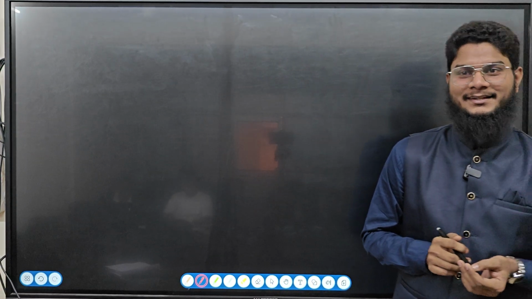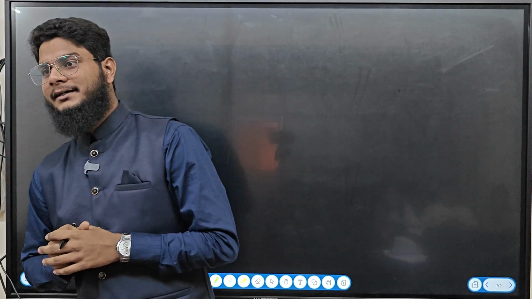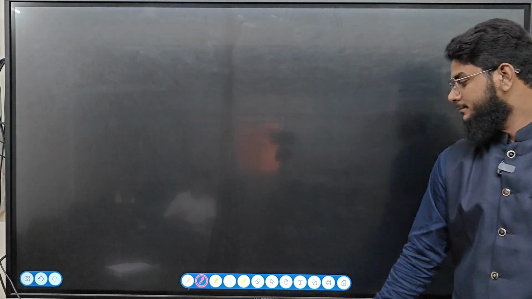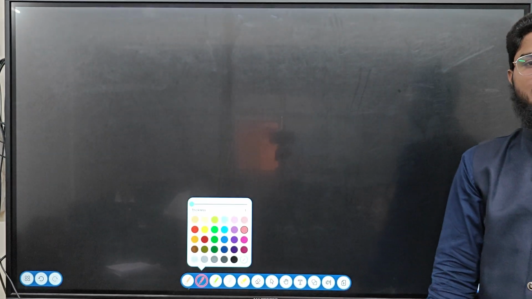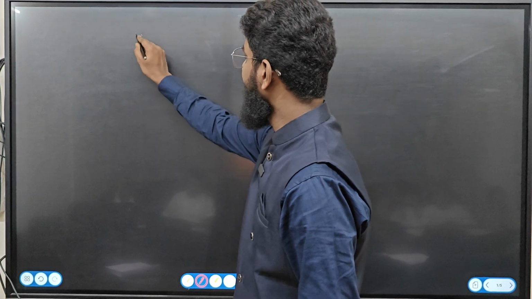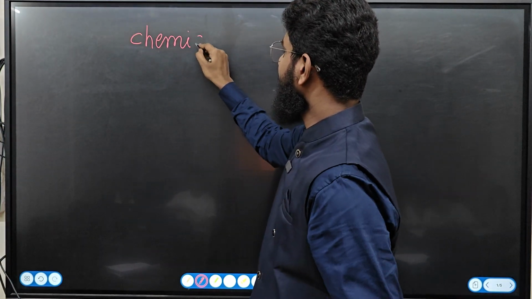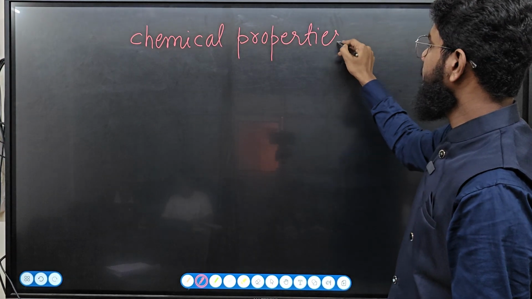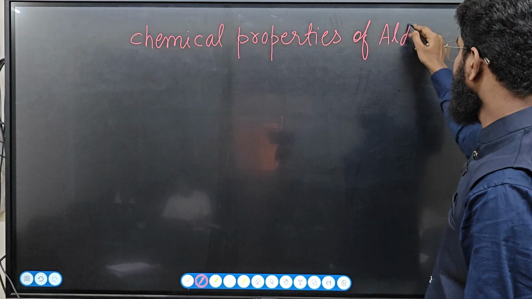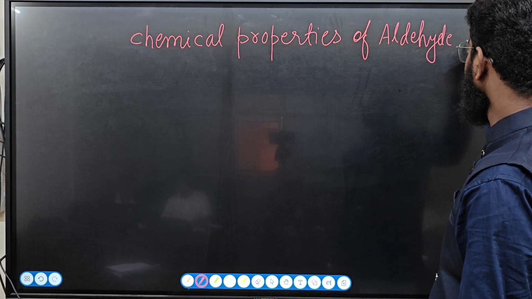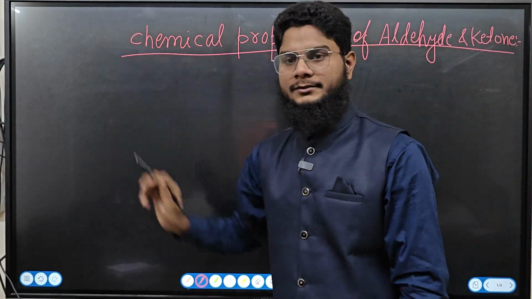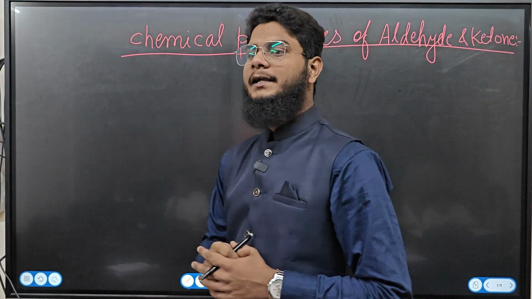In the last class, we discussed aldol condensation and Cannizzaro reactions, right? Cross aldol and different types of reactions. So we learned the chemical properties of aldehyde and ketone. Right? Chemical properties of aldehyde and ketone.